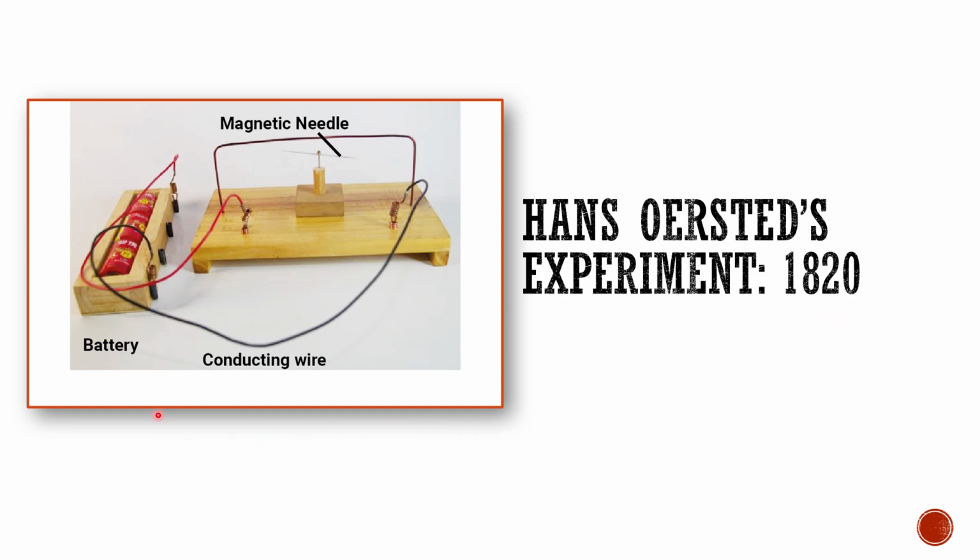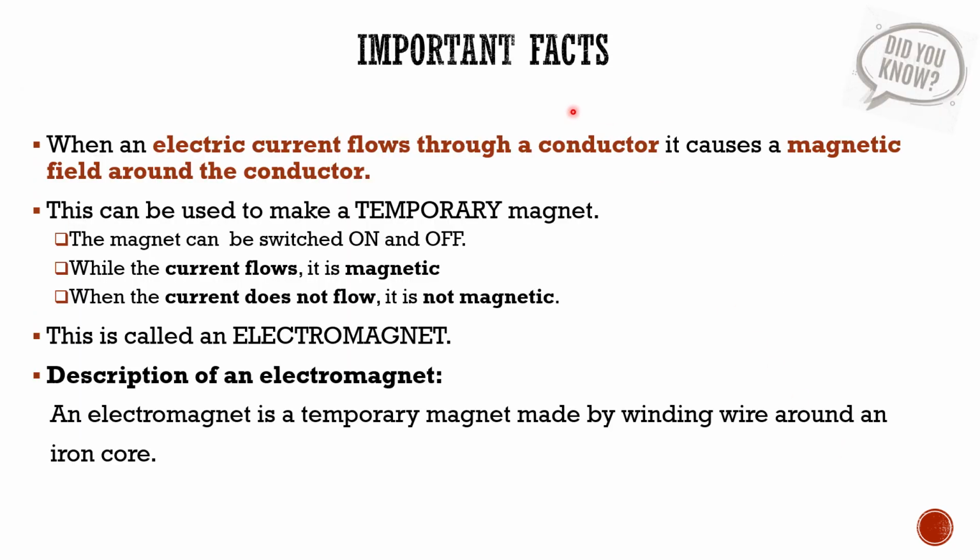So what he discovered by accident is that when a current is flowing through a conductor and you bring a magnetic needle close to the conductor, then the magnetic needle starts to rotate. And then he realized that when a conductor is carrying current, if current flows through a conductor, it also has a magnetic field around it. So important, when an electric current flows through a conductor, it causes a magnetic field around the conductor.